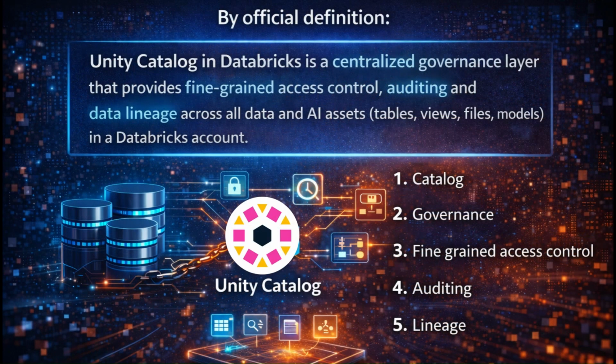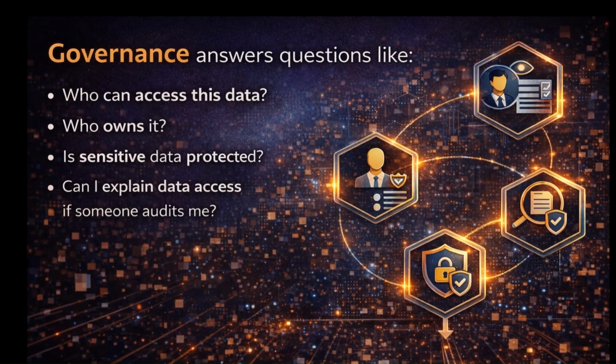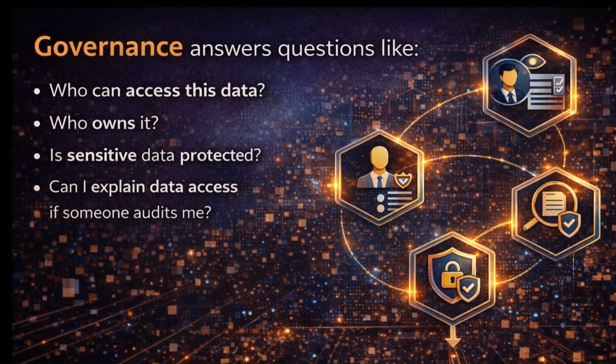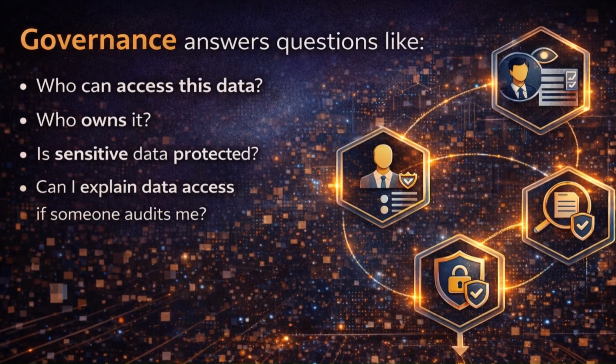Now, having said that, let us move to the second part of this definition, that is governance. When we talk about data governance, we are not talking about tools or permissions first. Governance simply means control, visibility, and accountability over data. Understand it as just a fancy word for who can do what, when, and how. It's the rule of the house. Governance answers questions like: who can access this data, who owns it, is the sensitive data protected, can I explain data access if someone audits me, etc.